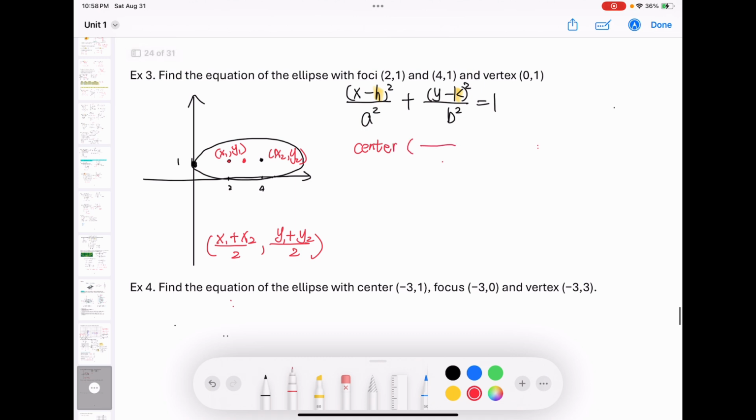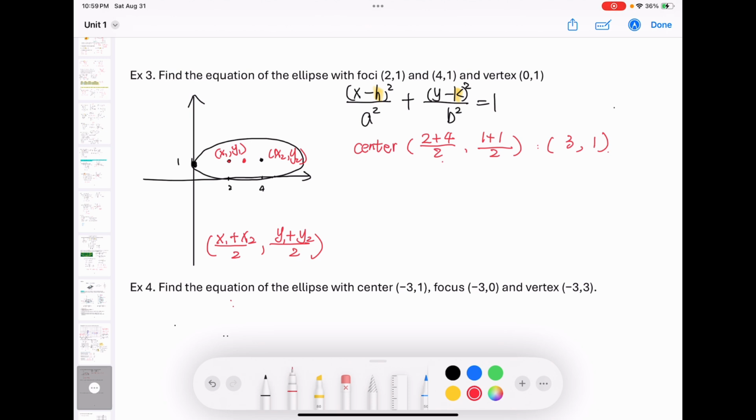So 2 is at the bottom, and then the x values of the two foci are 2 plus 4, and then 1 plus 1 is my y value, divided by 2, which is 6 over 2, 3, and then 1 plus 1, 2 over 2, 1. So I found my center, which is my h, comma k.